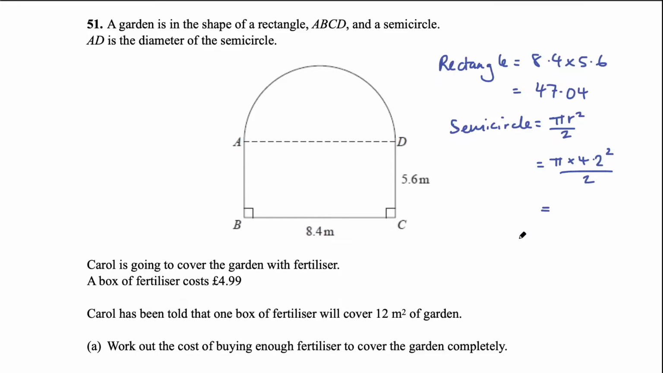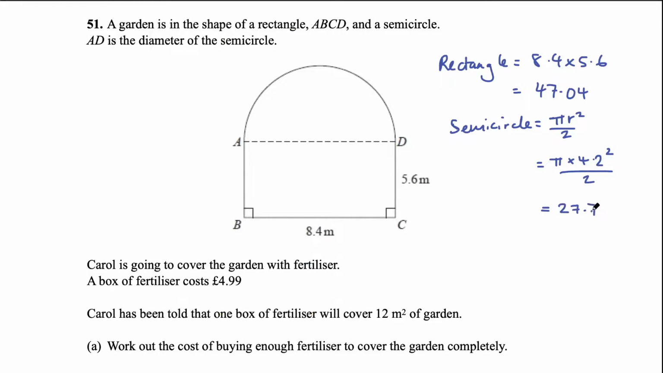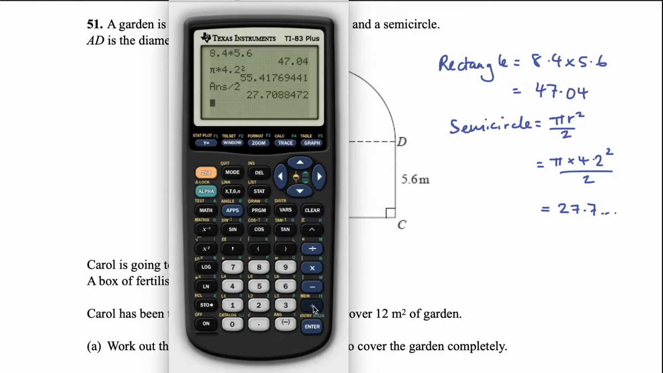All right, let's go ahead and put that into our calculator. So we've got pi times 4.2 squared, and then divide by 2. So we get 27.7, about 27.7, something like that. So the total area will be those two things added together. Then what do we do with that total area? We need to divide that by how much a box covers. So let's add those together. We'll add 47.04 to that answer. We need to divide that by 12, and that gives us 6.229.